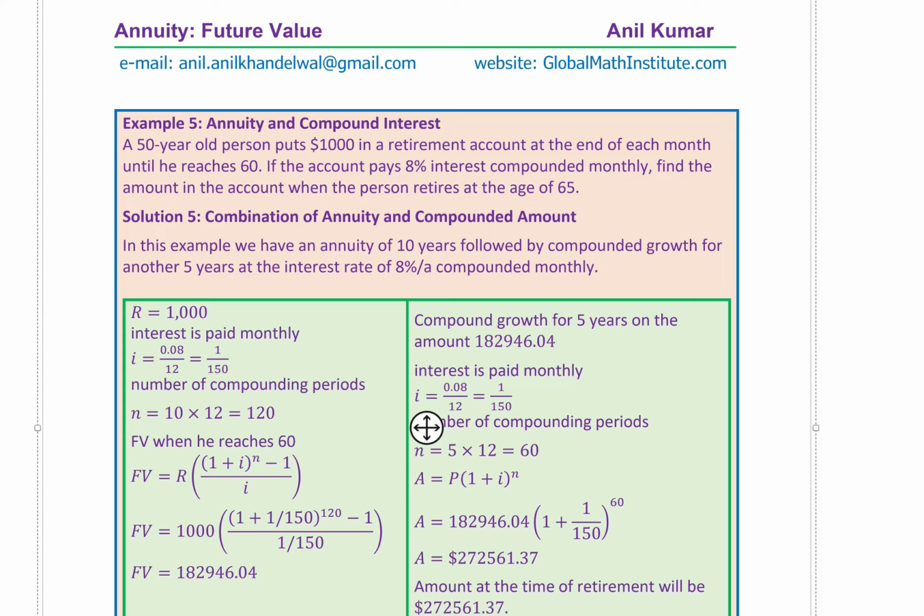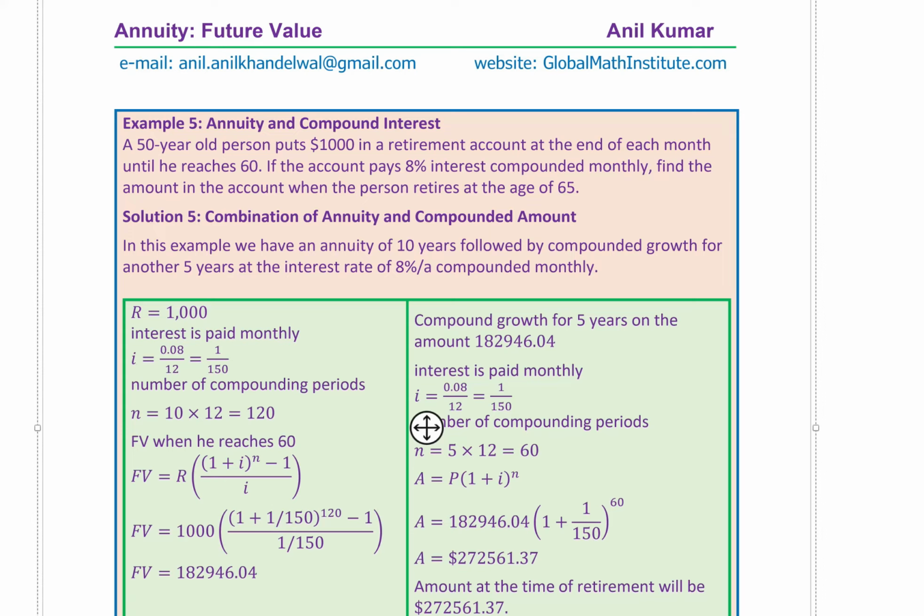So you will notice that this has a combination of two things. From 50 to 60, it's an annuity where a regular payment of $1,000 is made at the end of each compounding period, so it's an ordinary annuity. Once that deposit has been made, it sits there and earns compounded interest for another 5 years. So at the age of 65, we have to find the future value of this deposit, correct? You can pause the video at this stage, answer the question, and then look into my suggestions.